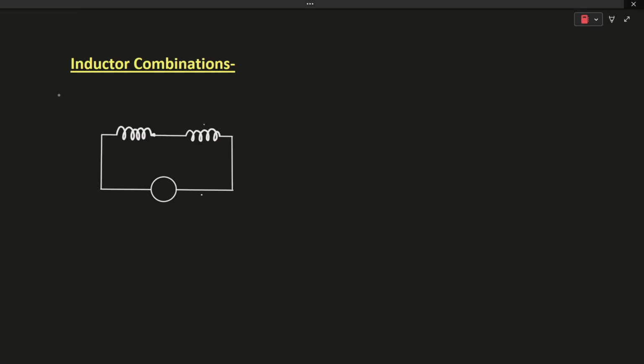In this tutorial, we are going to learn about inductor combinations. When inductors are connected in series and in parallel, what will be the equivalent inductance? Let's say in the first case, we have a series connection.